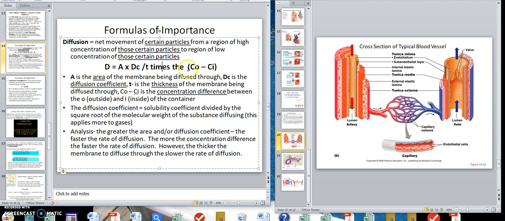So in other words, the bigger the concentration difference, remember from high to low, and the larger the area, the better this DC, which we haven't talked about. So for you right now, the more the area and the larger the concentration difference, the faster you can diffuse. Now check this out. Look at that right there. That's a lot of area. See, that's why capillaries are exchange vessels, because they have a considerable amount of area.